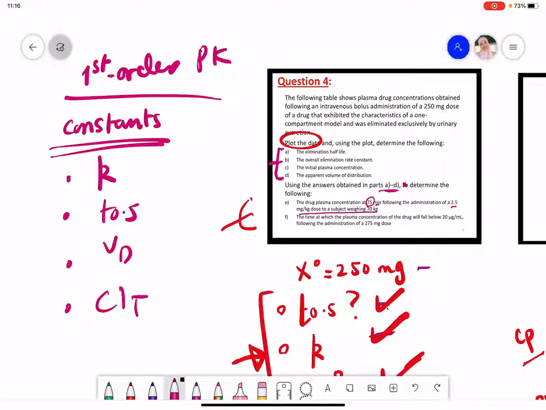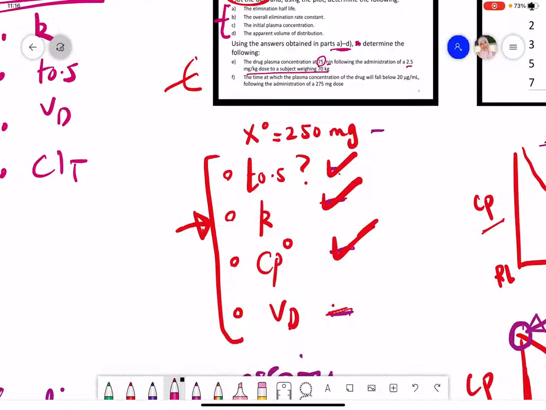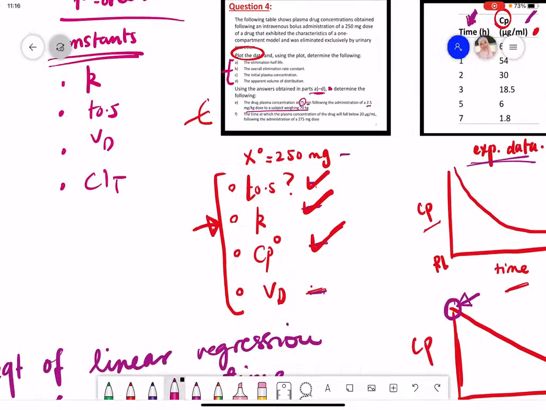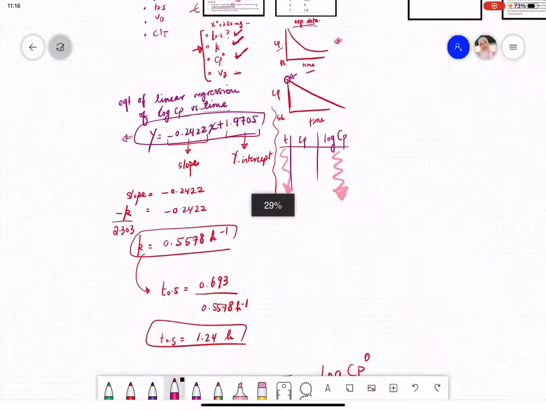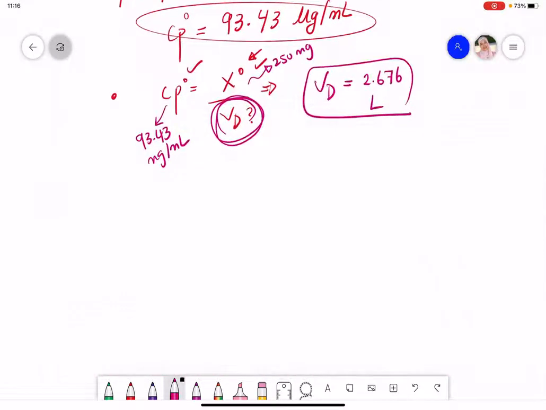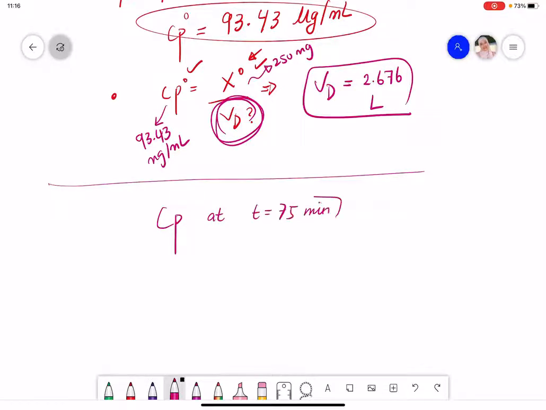Those won't be changing by changing the dose, okay? But other than that, you need to make sure whether the dose is changing or not, so that you correct for that or not. So the question is telling us that we need to determine the concentration at time equals 75 minutes.